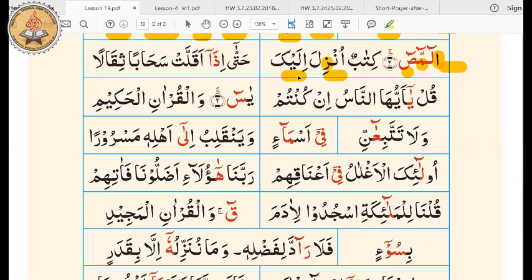Ilaika. Ilaika. So read after me. Kitabun. Kitabun. Unzila. Unzila. Ilaika. So this one, this calf is thin calf. So every thin letter we read like with smiling face. So it produces proper thin sound. Ilaika. Okay. So at home, you are practicing this exercise today and over the weekend.